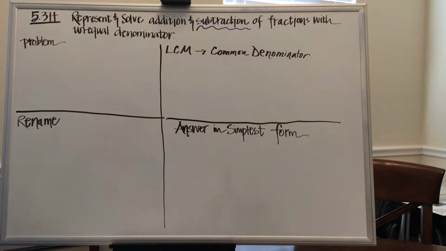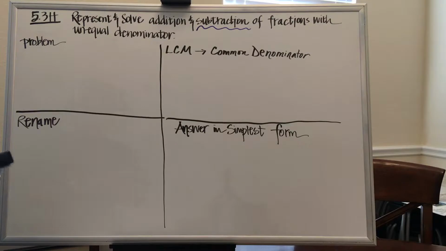Okay, this is 5.3h. This is the part 2 part. We were representing and solving addition and subtraction of fractions with an equal denominator. In part 1, we focused on addition. This time we're going to do a couple of examples of subtraction.